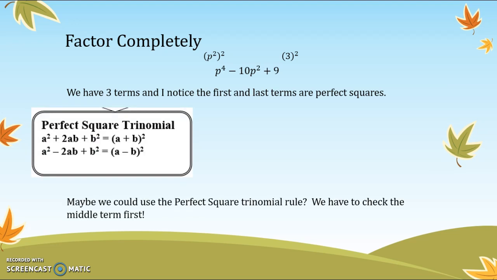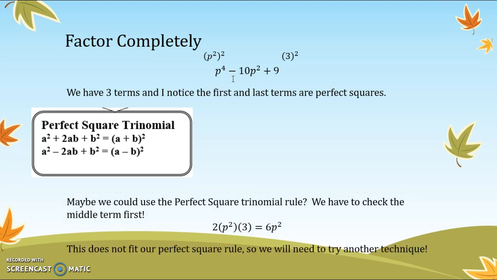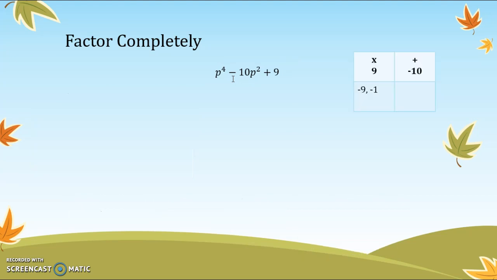I see that I have the second piece here with the subtraction that matches the subtraction here. But if we need to use this rule, we have to check our middle term first. So is 2 times p squared times 3, oh my, that equals 6p squared, not 10p squared. This rule's not going to work. This does not fit our perfect square rule, so we'll need to try a different technique.